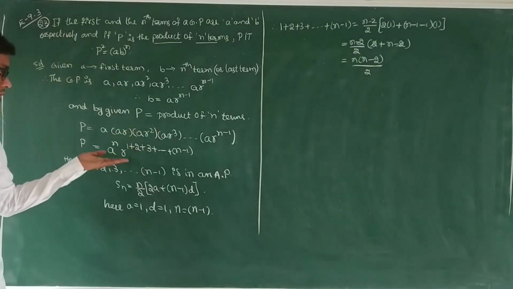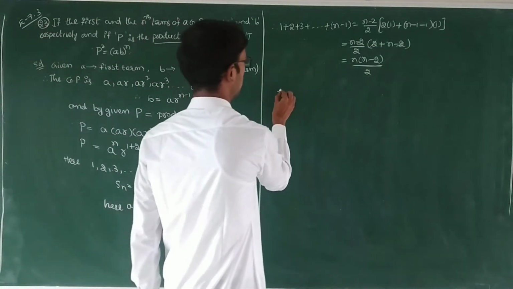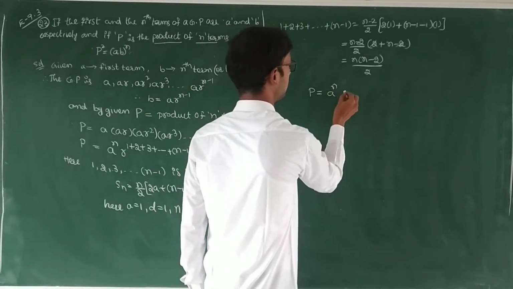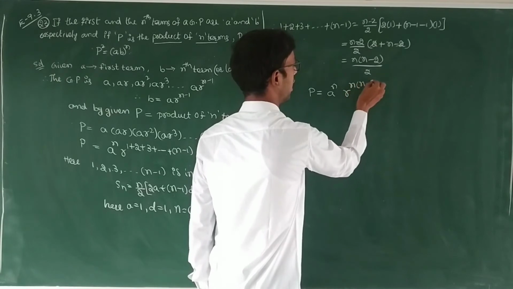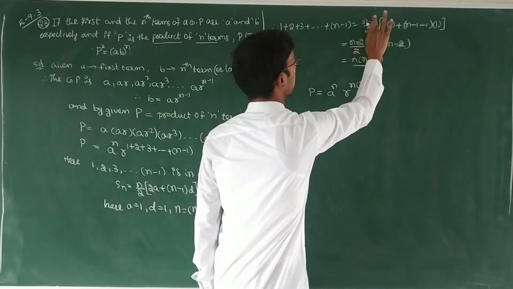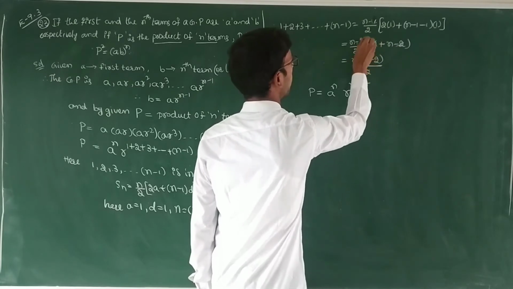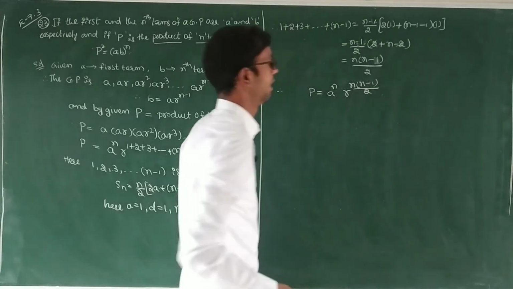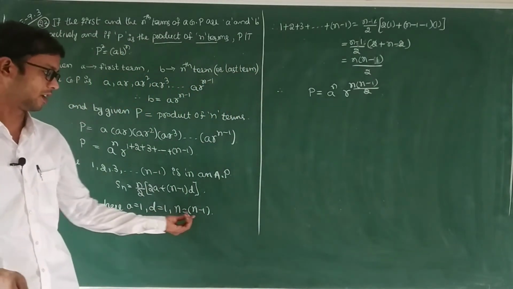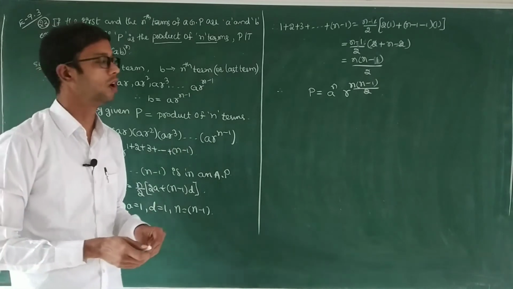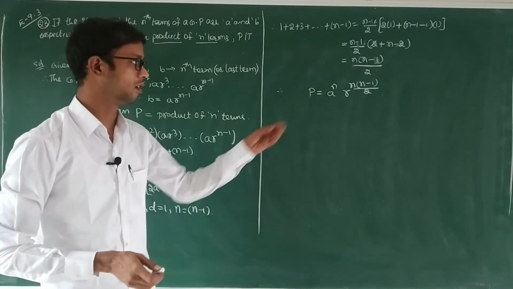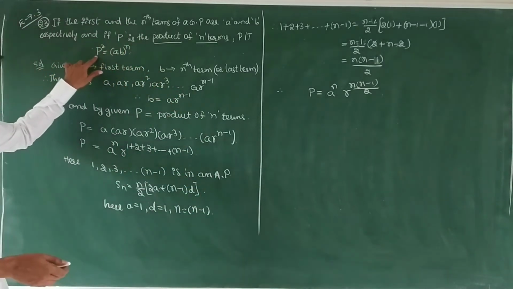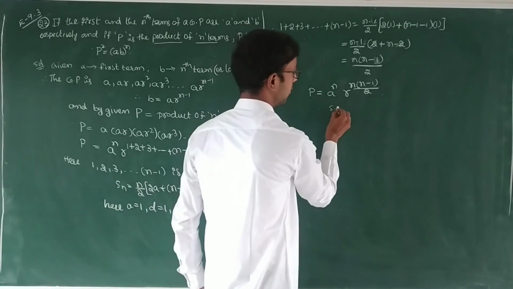So now we have to substitute in this place. Therefore, capital P is equal to A power n, R power n into (n minus 1) by 2. Why? Because n is equal to n minus 1, I substituted. This is the P value now. Now we have to simplify this one. Why? Because we need P square. So squaring on both sides.